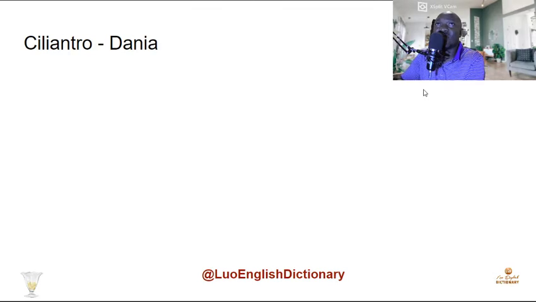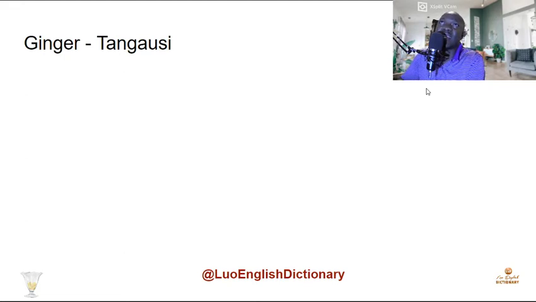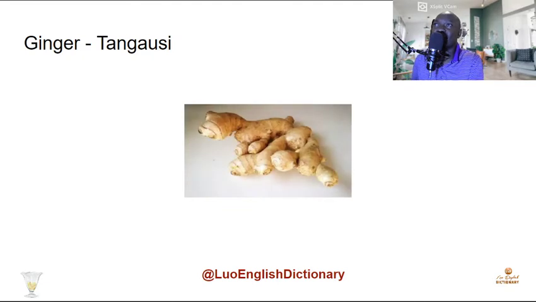Then cilantro. Cilantro is called dania. And dania is a Swahili name. I don't know how we call it in Luo, but in Swahili we call it dania. Then ginger. Ginger is called tangawizi in Swahili, but in Luo we call it tangausi. So a very slight difference, but it's just the same thing, tangausi.